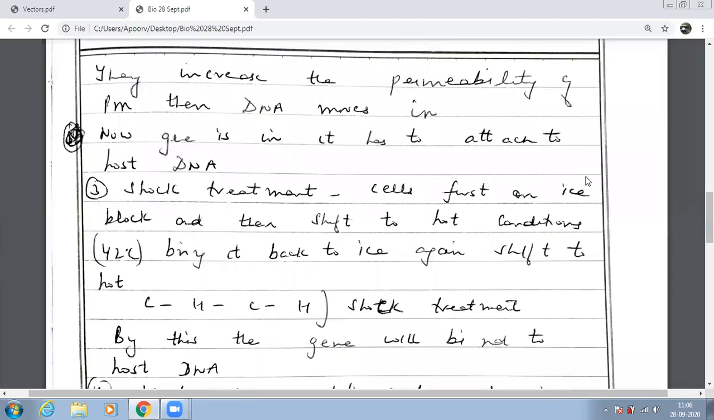The cells are first put on ice blocks. Fine. And then they are shifted to hot conditions, at around how much temperature? 42 degrees Celsius.